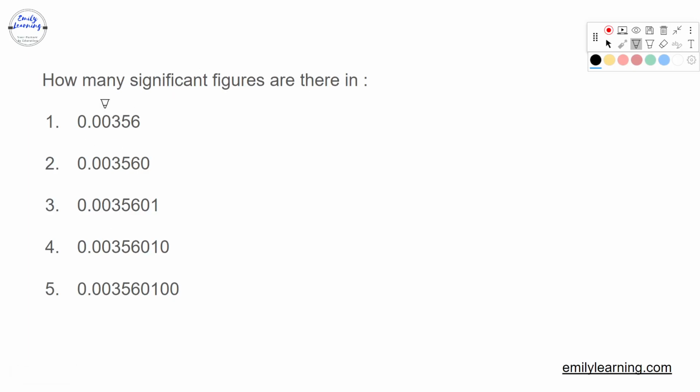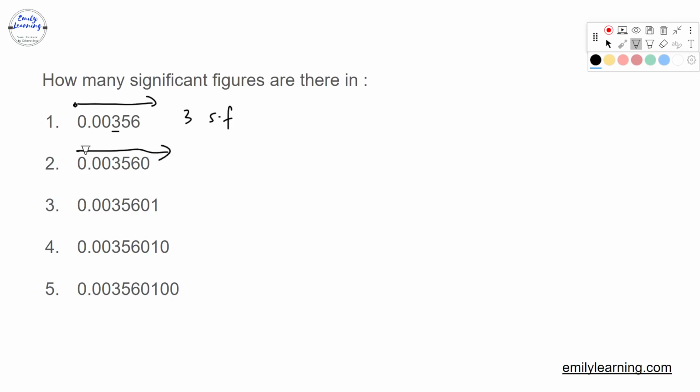Recall, we will count from left to right and we only start counting from the first non-zero number that we meet. As you go from left to right, this is 0, this is 0, this is 0. So we are not going to count it. And this is the first non-zero number. So I'm going to start counting from here. There's 1, 2, 3. So there are 3 significant figures here. Now going on to question 2.